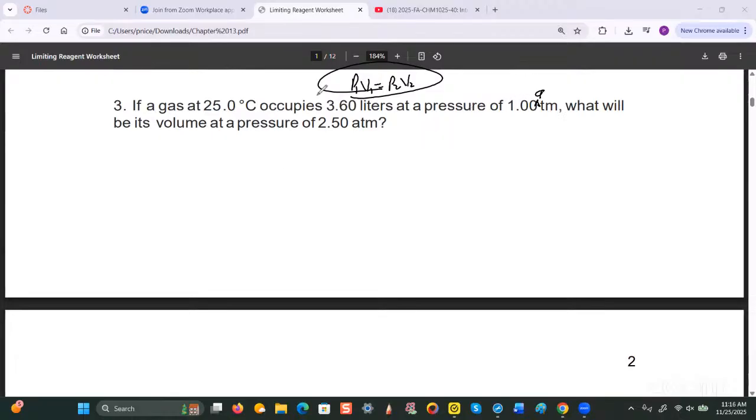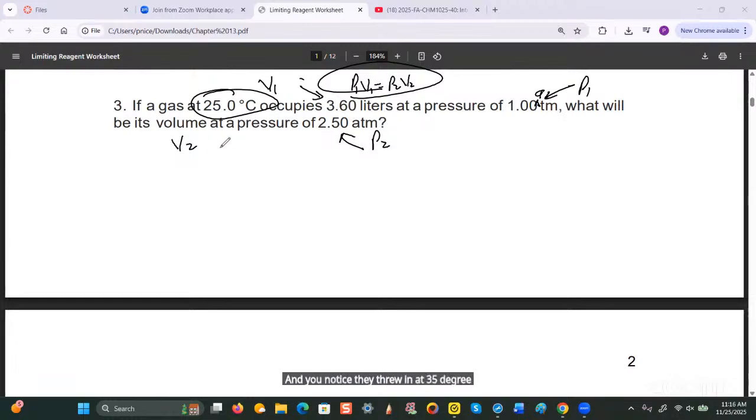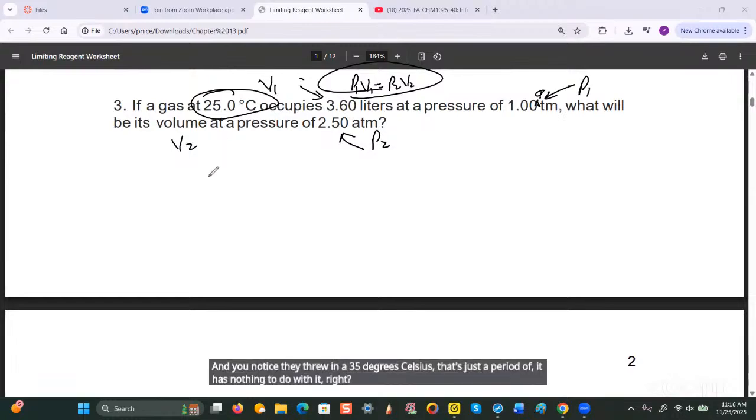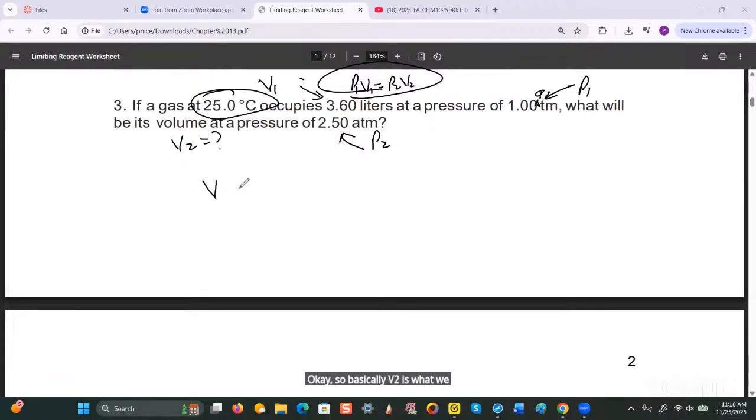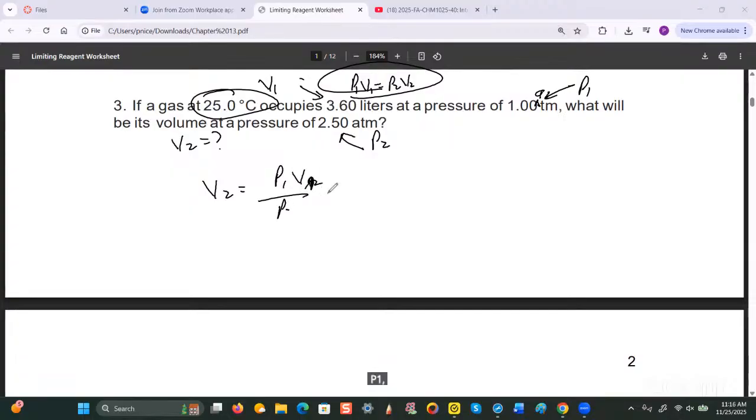So V1's gonna be 3.6 liters. Okay, so this is V1, 3.6. P1 is 1.00 atmospheres. We're looking for V2 and P2 is 2.5 atmospheres. Okay, very good. So what the question is asking for is V2. And you notice they threw in a 25 degrees Celsius, that's just to throw you off, it has nothing to do with the question, right? Okay, so basically V2 is what we're trying to find. So V2 will be equal to P1 V1 over P2. And then we plug the numbers in.